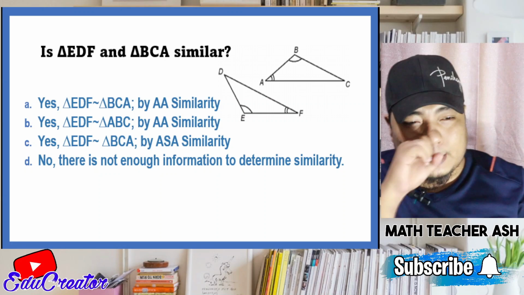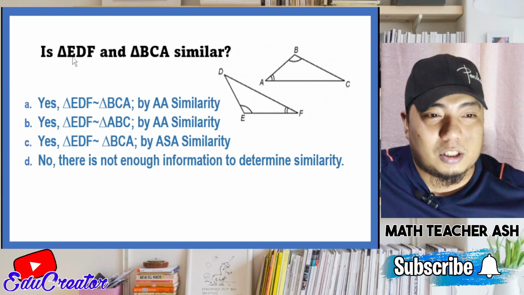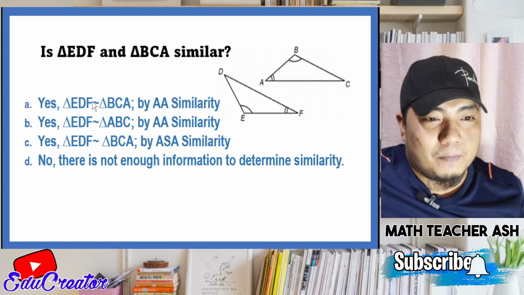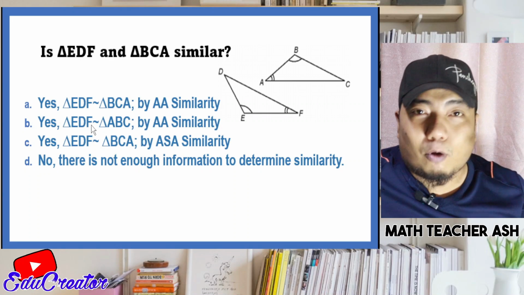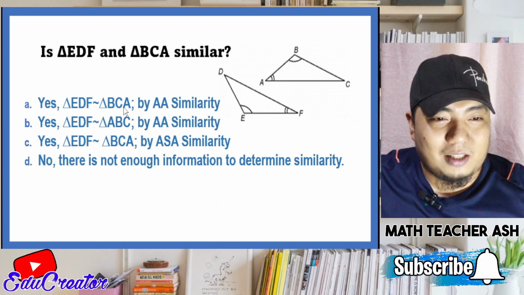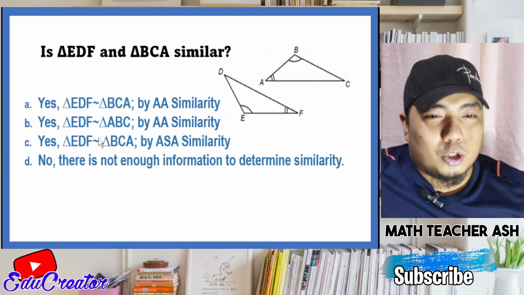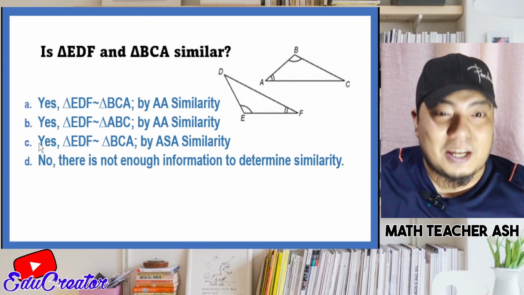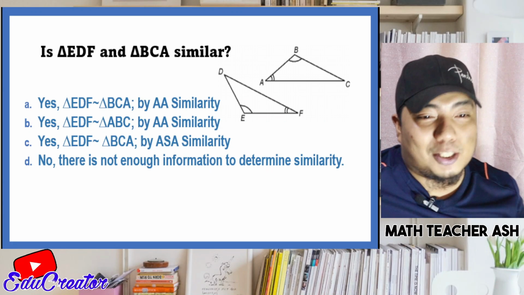Okay, my dear math learners, basically the statement itself is focusing on triangle EDF and BCA. So EDF and BCA. So in your choices, you should just focus on those triangles. So EDF, BCA, EDF, BCA. So there are two here, right? Okay. So somehow we could only choose from A and C. The question is, which among the two is the correct answer?